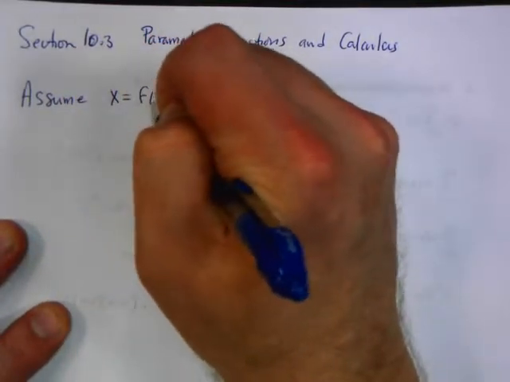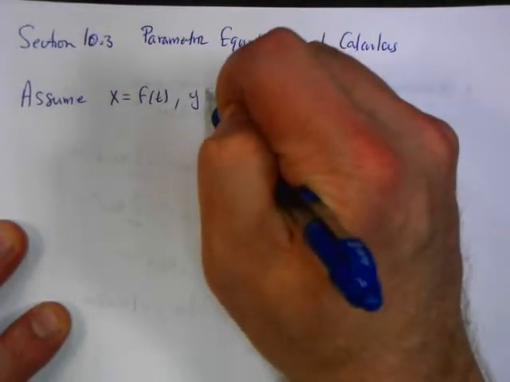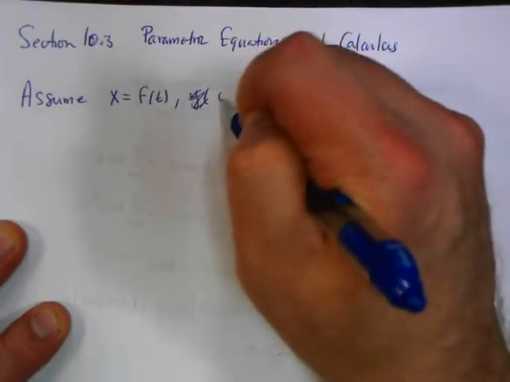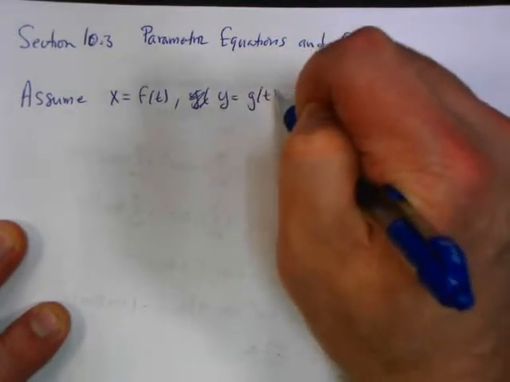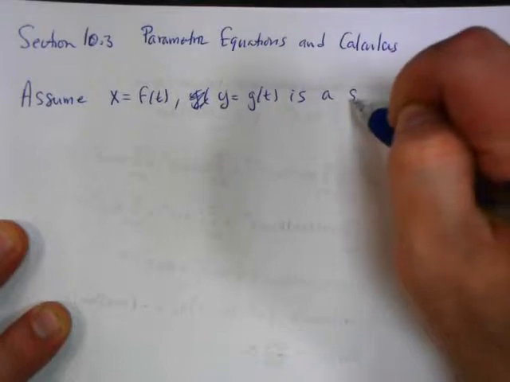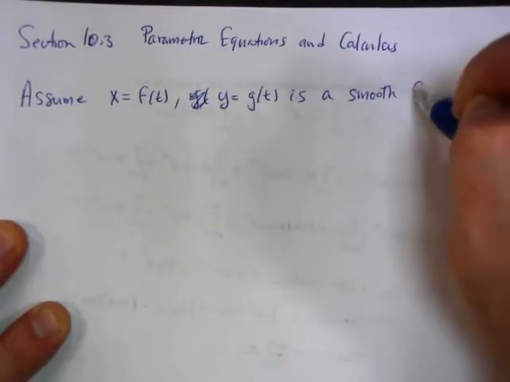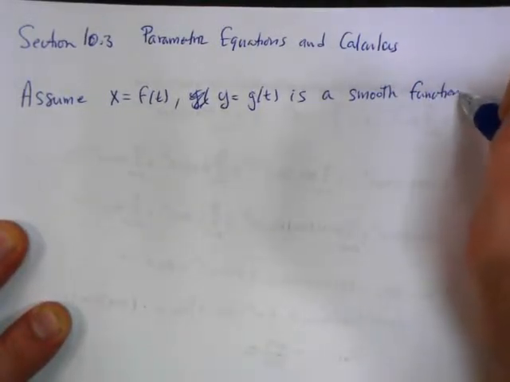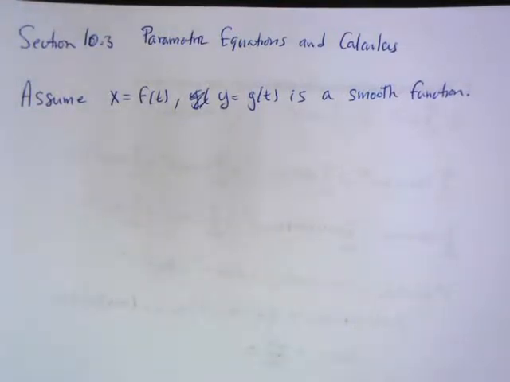So assume x equals f of t and y equals g of t is a smooth function. Anybody know what a smooth function is? A function with no holes? Probably not. They could have holes in them. A cusp? No, actually, those aren't what we call smooth.